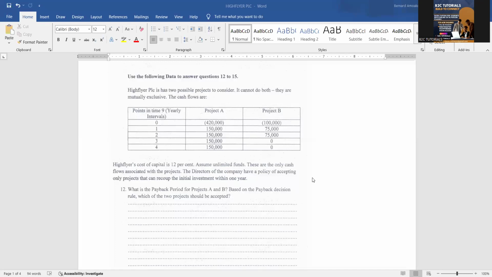So welcome back from the break. We want to take this question again. It looks easier, but it needs some attention and time.